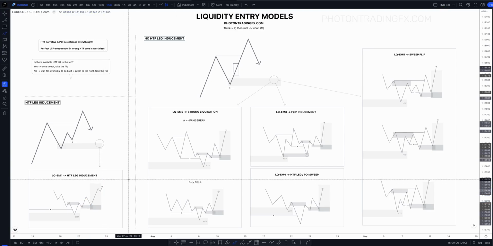That's the general idea. Again, I'm going to caveat all of these entry models: there are so many ways you can skin a cat here. You could have the flip that sweeps, or you could have it not. These entry models are showing the bare minimum, let's say.